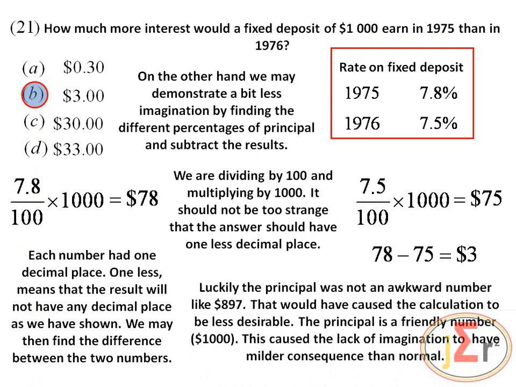Luckily, the principal was not an awkward number like $897. That would have caused the calculation to be less desirable. The principal is a friendly number, which is $1,000. This caused a lack of imagination to have milder consequences than normal.